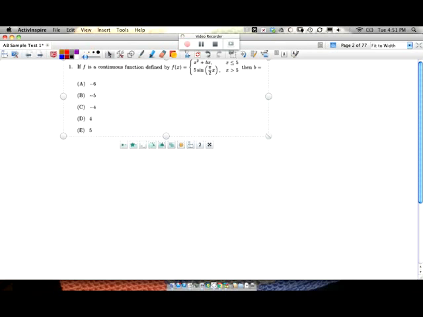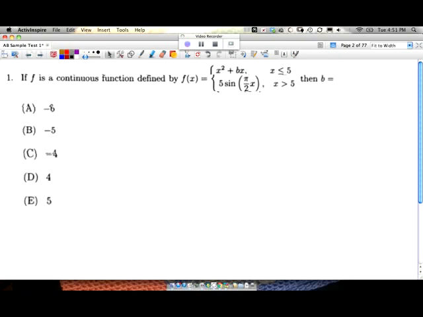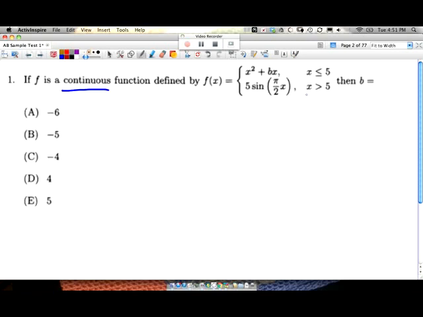Okay, so first question here, number 1. If f is continuous. Okay, that sounds interesting. Continuous sounds like a keyword. And we have a piecewise. Okay, so I got piecewise and I got continuous. That tells me that the left piece has to equal the right piece. And of course the middle has to be in there too. The middle's wrapped up in this top one.